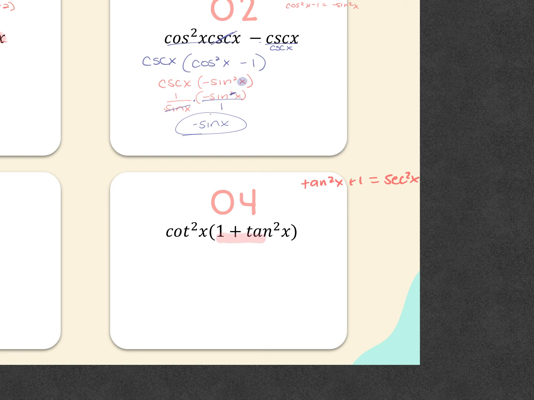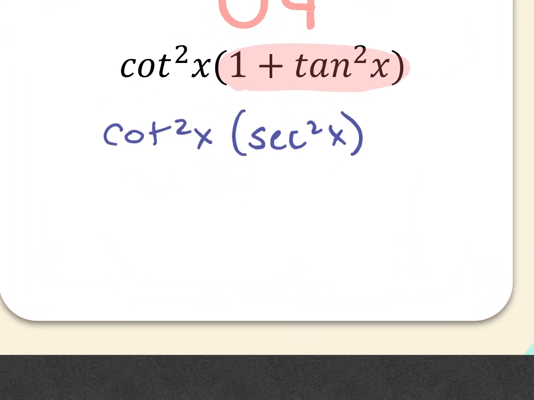This time, I don't even have to rearrange that statement. This is straight up 1 plus tangent squared. So what can I put in its place? Secant squared again. Good. Now those are both reciprocal functions. So even though they're squared, I can write them in terms of their reciprocal functions.